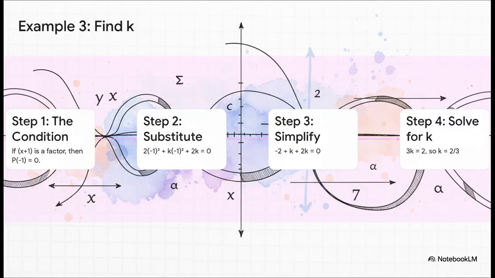Okay, now for the real pre-calc challenge. Here we've got an unknown, k, and we have to solve for it. The logic is exactly the same, we're just working backwards. We're told that x plus 1 is a factor. Okay, wait, red alert. This is where people trip up. If the factor is x plus 1, what's the root? It's -1. So we know that if we plug in -1, the answer must be 0. We just set up that equation, plug in -1 for x, and the rest is just simple algebra. We solve for k and find out it has to be 2/3.